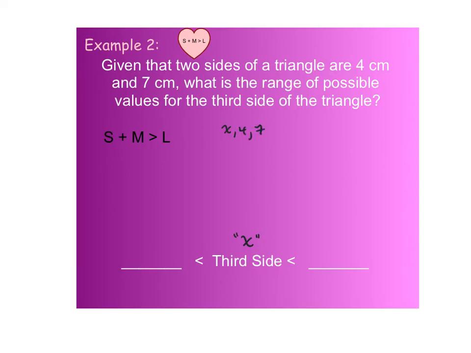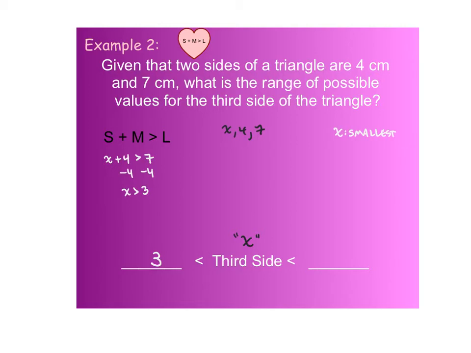So what I'm going to consider, and I'll tell you why in just a moment, is that x is the smallest possible value. So let's consider that x is the smallest. Well, using the triangle inequality, what I would do is take x plus 4 and just ensure that it's greater than 7. Solving this inequality, I would subtract 4 from both sides. So that tells me that x has to be greater than 3. X can't equal 3, but it has to be greater than 3.